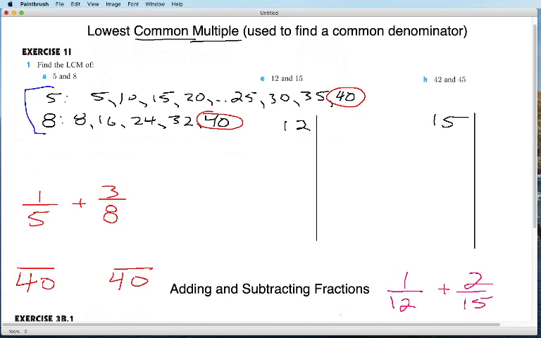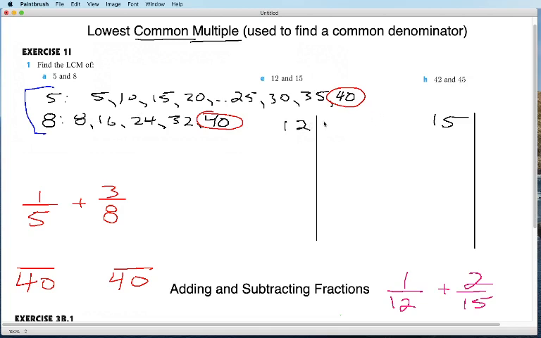Okay, so let's go about and do it in a different way. So before I wrote out all the numbers here, and now I don't want to do this with my 12 and 15 because it could take a long time and I never know how many numbers I have to write out until I hit a common number. So let's try it this way.